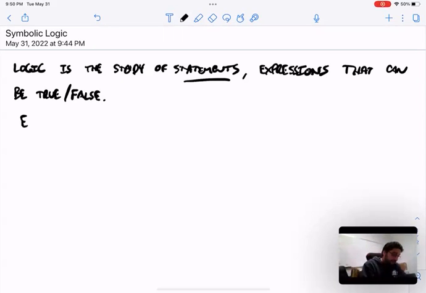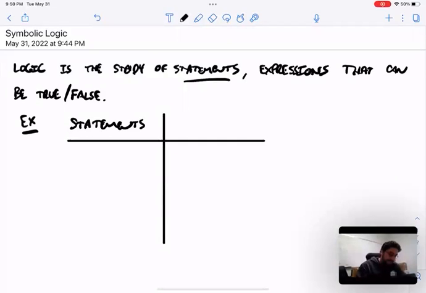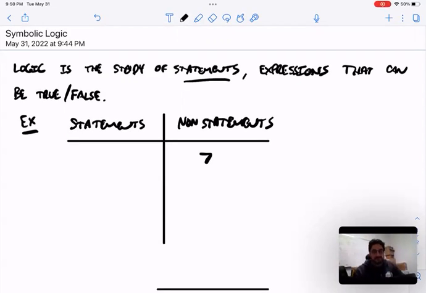So, for example, here are some examples of statements. Here are some examples of non-statements. If I say 7, that is not a statement because 7 can't be true or false. I'm not claiming anything about 7. I just said 7, right? Whereas if I say 7 is odd, that's a perfectly good statement. It happens to be true. Or I could say 7 is even. That's a perfectly good statement. It happens to be false, but it's still a valid statement.